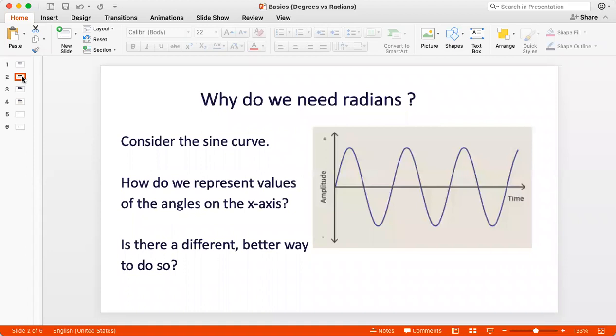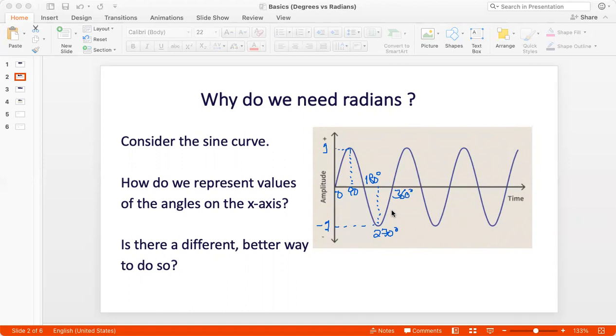So the first question: why do we need radians when we already have degrees to measure angles? Let's answer this with the sine curve. So this is the sine curve. If I plot the angles at which this curve moves, this is 0 degrees. The sine curve touches a value of 1 at 90 degrees. It again becomes 0 at 180, goes to a value of -1 at 270 degrees, and finally comes back to 0 at 360, and this cycle repeats.